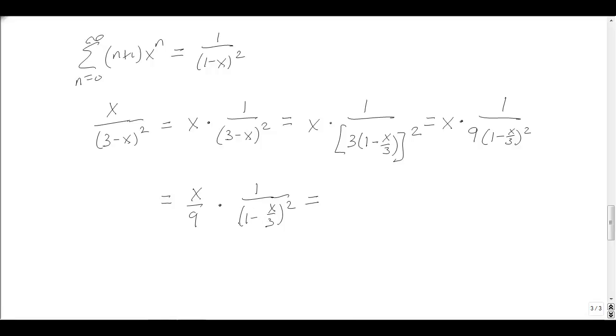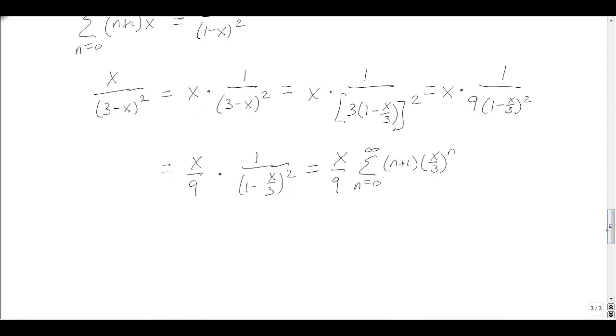Now we have a 1 over (1 minus something) squared. Note our x isn't the same, but you could just put x over 3 where you see x in your series. So now what I can do is x over 9 times the summation n equals 0 to infinity. Get an n plus 1, and then it would have been x to the n, but I'm not plugging in x. I'm plugging in x over 3.